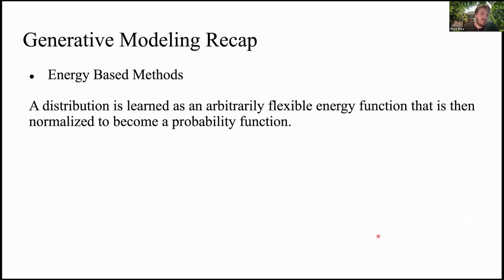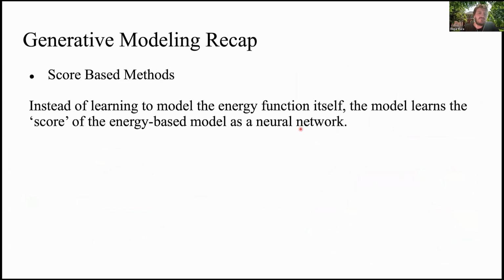As a third approach, we can talk about energy-based methods, but I won't go into the details. But at a high level, a distribution is learned as an energy function. You can think of it as a form of a probability distribution, and then it's normalized to become a probability function, and the model learns this energy function and tries to fit some function to our data set. And as the fourth approach, we can talk about the score-based methods.